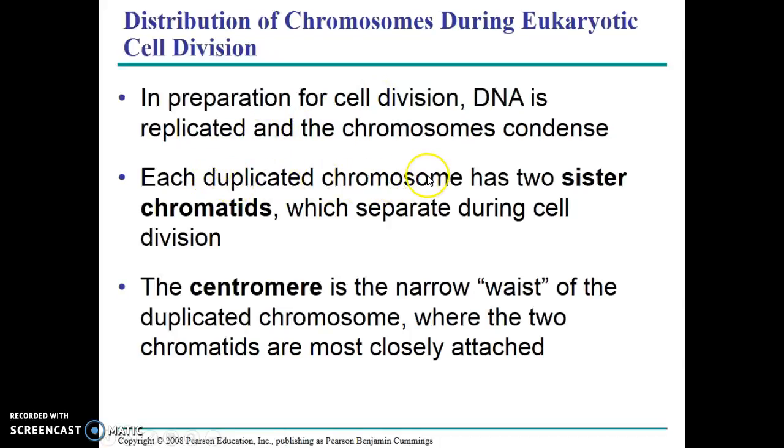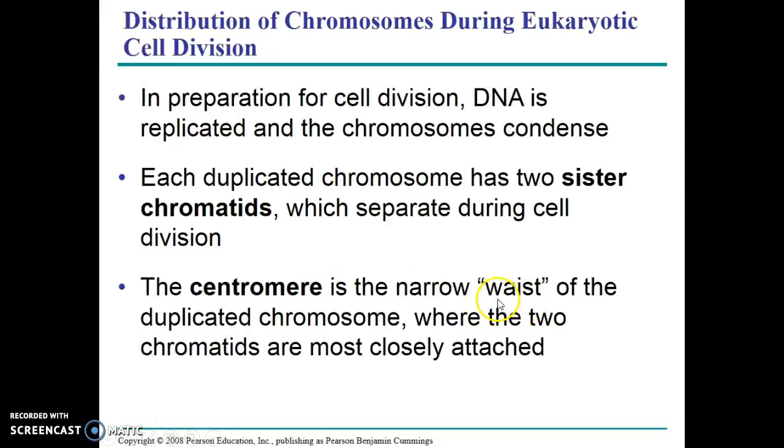Each duplicated chromosome has 2 sister chromatids, which separate during cell division. The centromere is now narrow. So during eukaryotic cell division, the centromere becomes narrow.